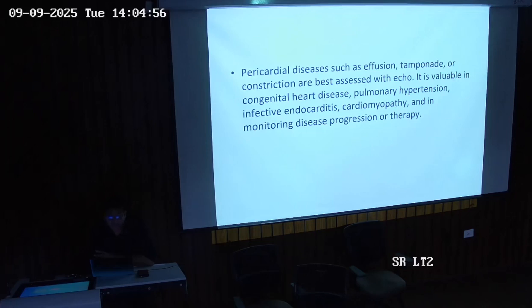The fourth one is pericardial disease, such as pericardial effusion, pericardial tamponade or constrictive pericarditis, which are assessed by the echo. It shows that the collection of fluid is increased in the pericardial cavity. It is also valuable in congenital heart disease, pulmonary hypertension, and infective endocarditis. It shows vegetation also, so it is useful in infective endocarditis.